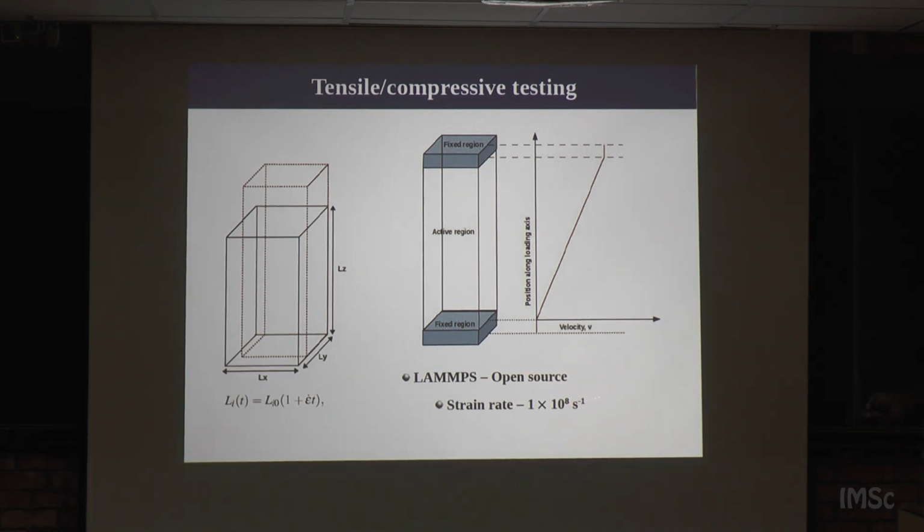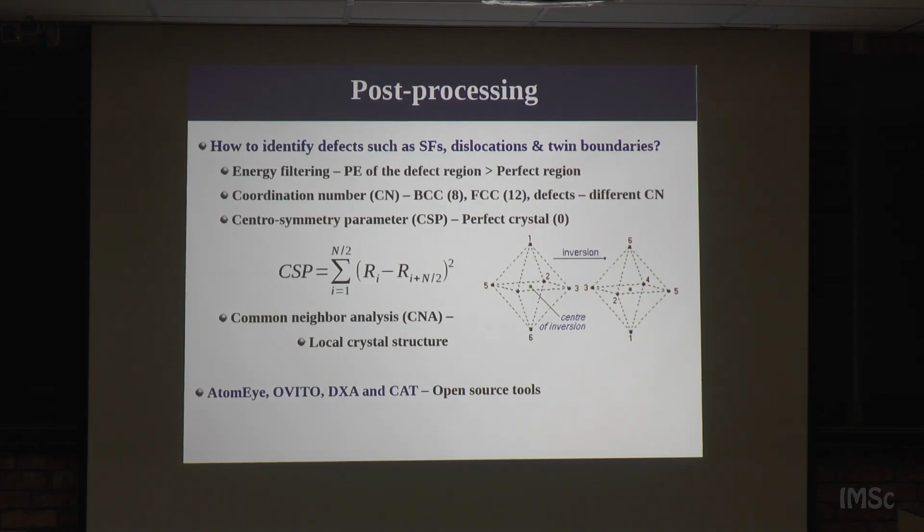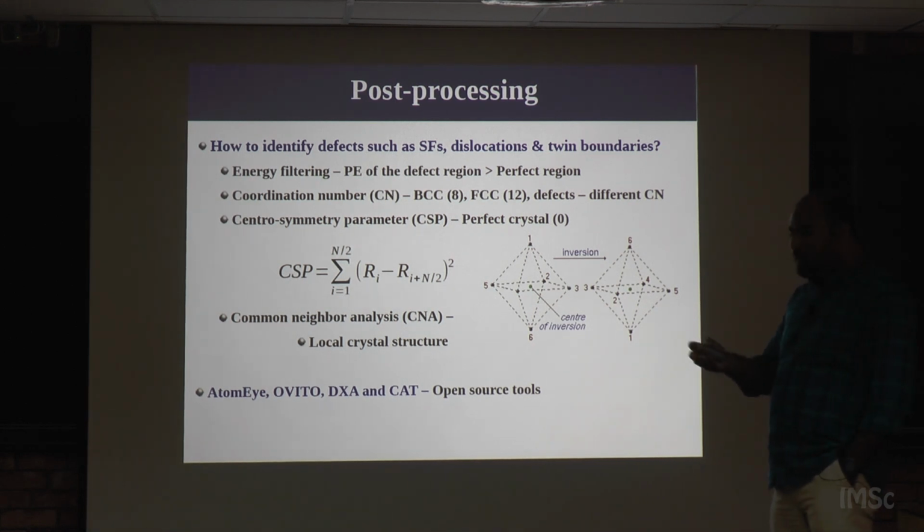The other method is to make two fixed regions at the top and bottom of the simulation box and give a certain velocity to the particles inside this region, in such a way that the velocity is 0 at the bottom of the simulation box, while it is maximum at the top, so that tensile stress is applied. These simulations we have carried out in LAMMPS, which is an open source package, at strain rates of around 10 power 8. We have studied sizes from 1 or 2 lattice parameters up to around 40 nanometers.